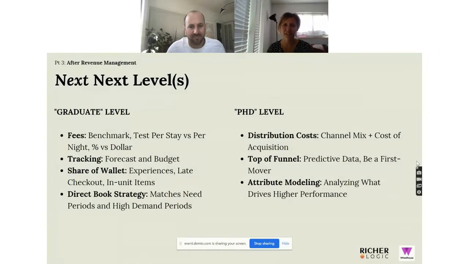And then this next level, and Andrew, it's funny, you were like, make this graduate and make this PhD. So we put these in this category, the distribution costs. This gets into why book direct matters. Does it matter? Providing book direct advantage and channel mix, cost of acquisition, and really understanding down to where you have credit card fees, commission versus host fee, and tying that all together. Top of funnel is predictive data to inform being a first mover, like we talked about with airline or demand IQ. And then attribute modeling.